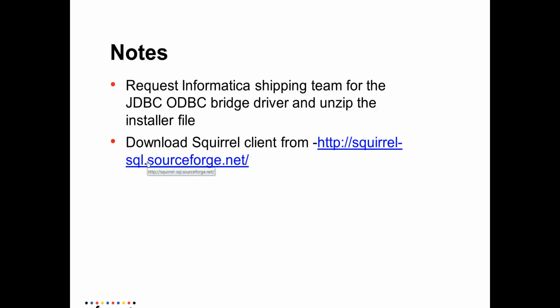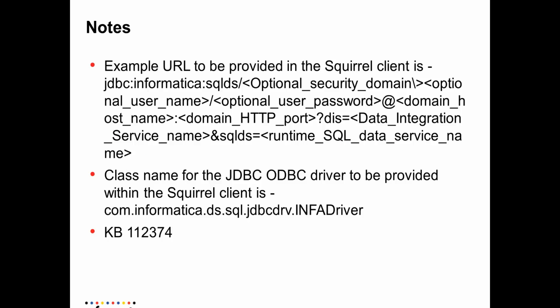Now returning back to the presentation, the example URL to be provided in the Squirrel client is listed here. You can build the original URL, or you can copy it from the application tab in the SQL Data Service also, but this is the example URL that I used in the Squirrel client. And the class name is also mentioned here. And you can also refer to KB112374 for the text KB where all the same steps are listed out.